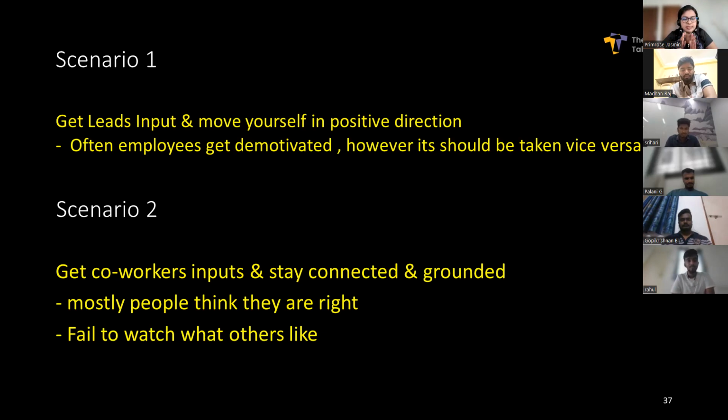Right. So different answers, it's absolutely fine. You're all thinking how to apply it. Second one is get co-workers' inputs and stay connected and grounded. Mostly people think they are right and fail to watch what others like. So here, this is not the inputs from the line managers or seniors. This is about your fellow co-workers. They are saying something, but you have a difference of opinion. Sometimes we avoid seeing how they are. They are also individuals. They have their opinions.